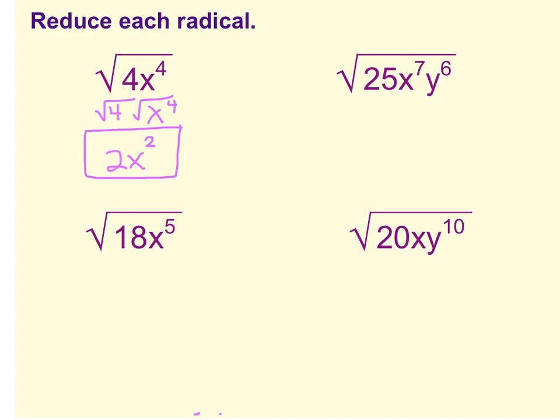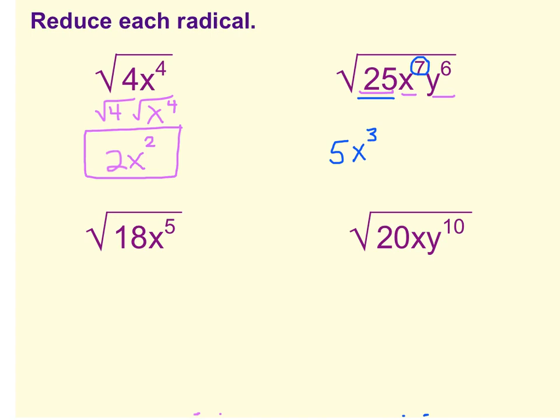Alright, next one. You have square root of 25, square root of x to the 7th, and square root of y to the 6th. So I'm just going to talk through this one. The square root of 25 is 5. Now the square root of x to the 7th, how many groups of 2 can you fit into 7? So 2, 4, 6, we can fit 3 of them. So that gives us an x cubed out front.